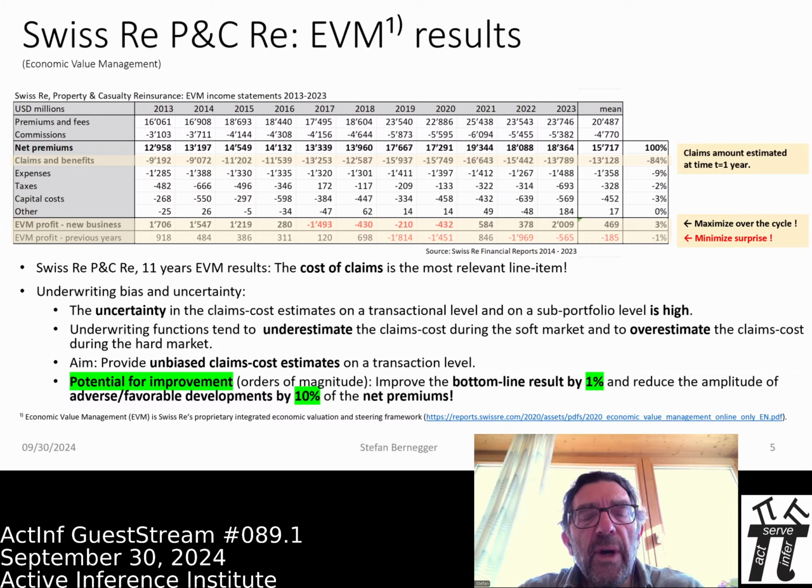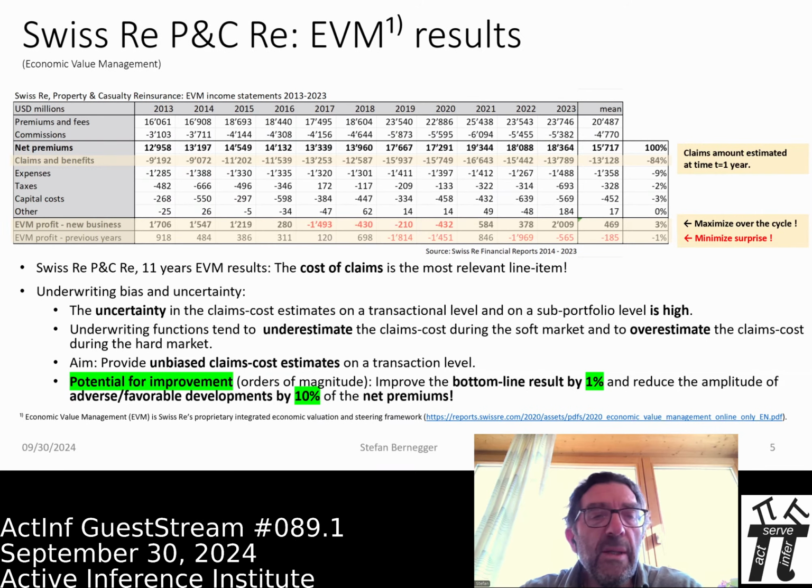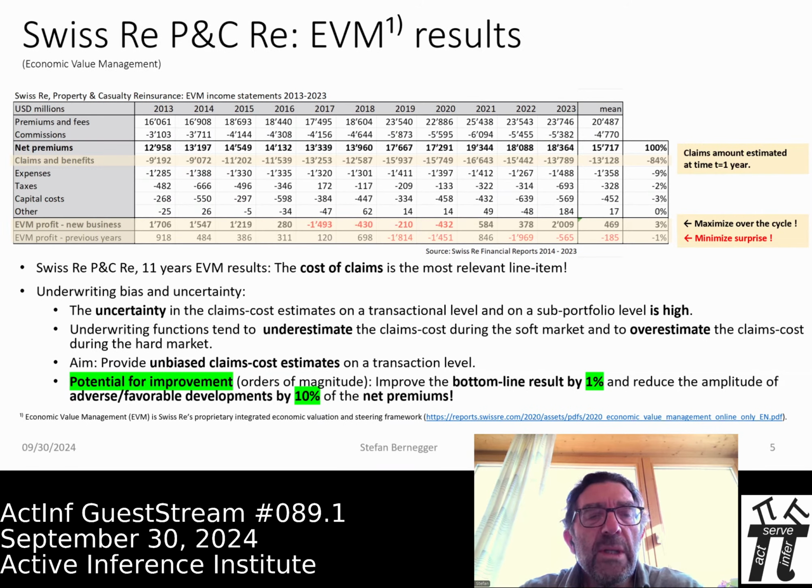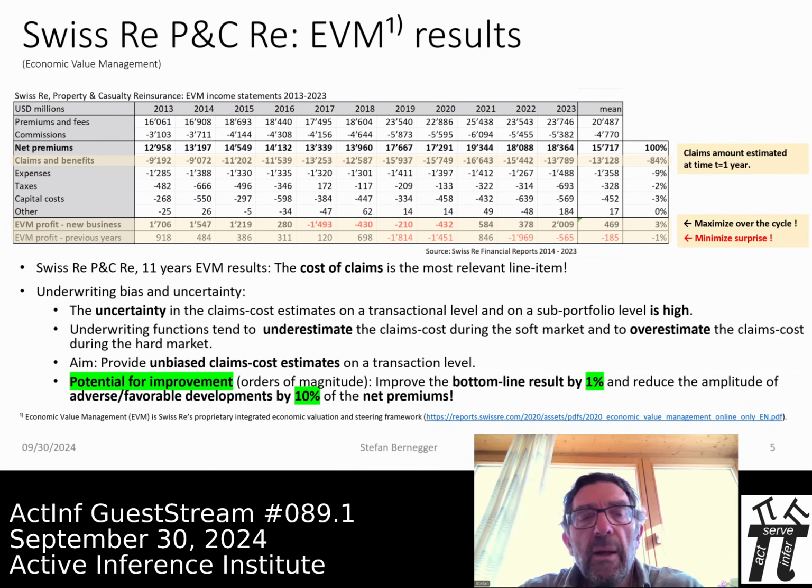Swiss Re developed about 25 years ago an internal framework for economic valuation of the business, and it started in 2013 to publish the numbers, so EVM results, which is an economic valuation of the business in contrast to the traditional financial numbers which have been published.